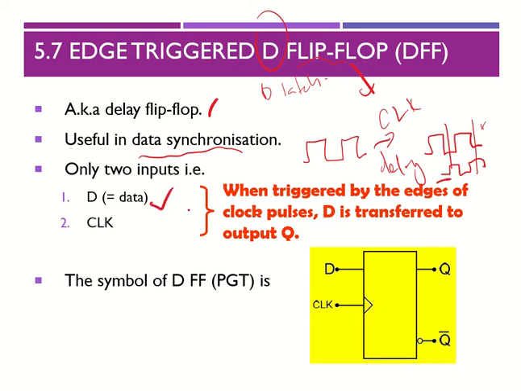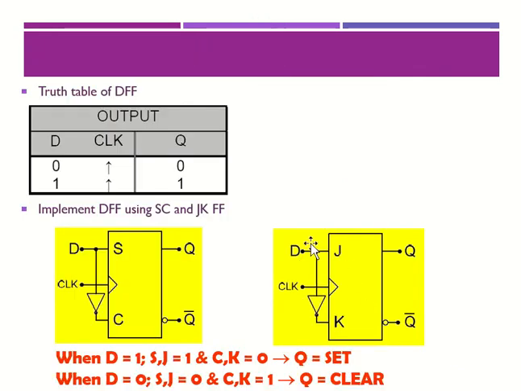So D will be your data, and you're going to have a clock. The only thing you have over here is this. When this is triggered, D is transferred to the output. So you're going to have 0 and 1. The changes only happen during the clock, and whatever you have, you're going to have a bit over here.